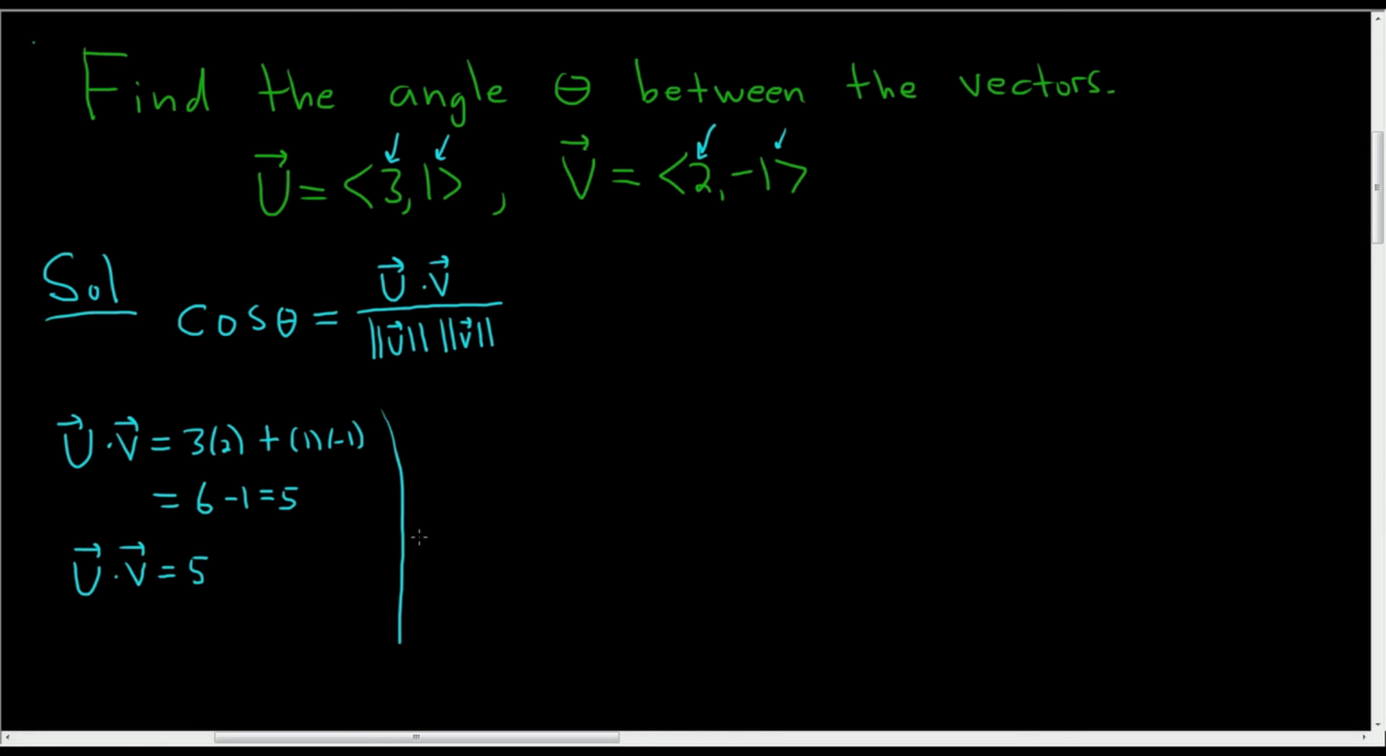Let's go ahead and find the magnitude of u. So the magnitude of u is equal to the square root, and you just square the components and add. So 3 squared plus 1 squared.